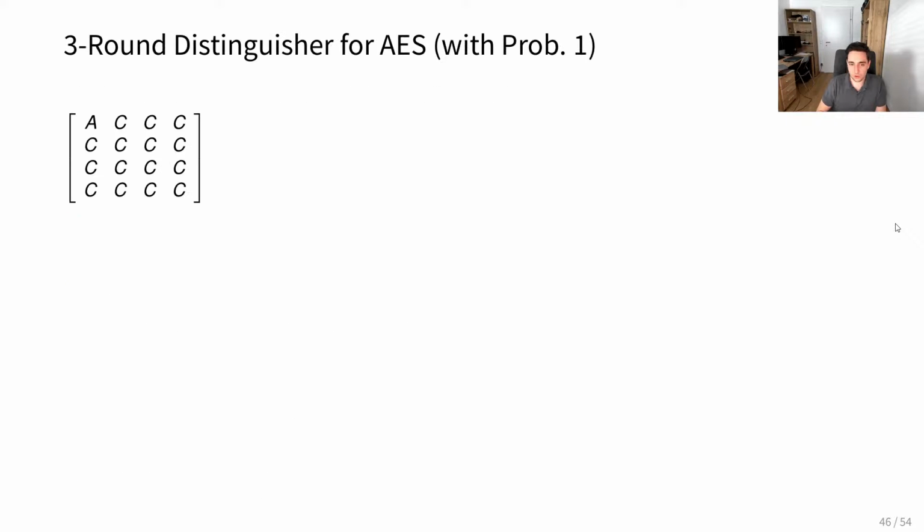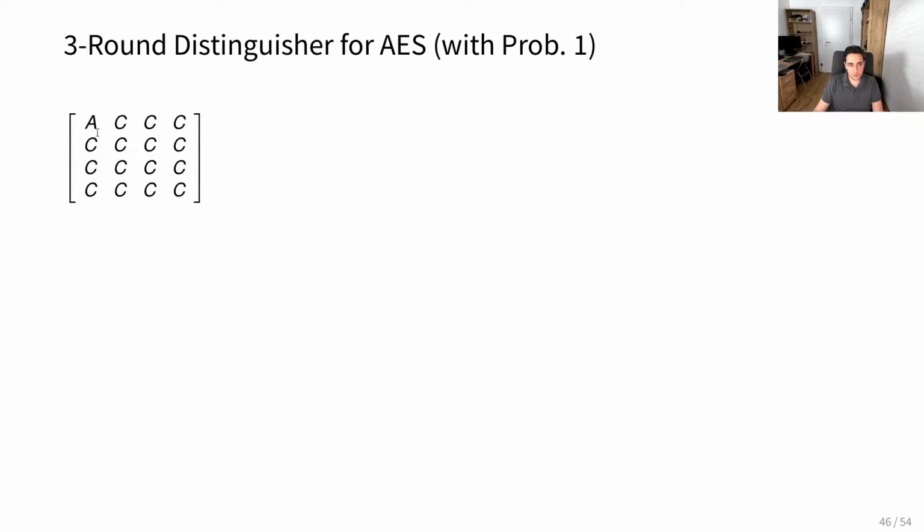Okay, so what does this mean for the AES then? Well, we are interested in a 3-round distinguisher now. We essentially want to distinguish the output after 3 rounds of the AES from the output of some other pseudo-random permutation. So how do we do this?